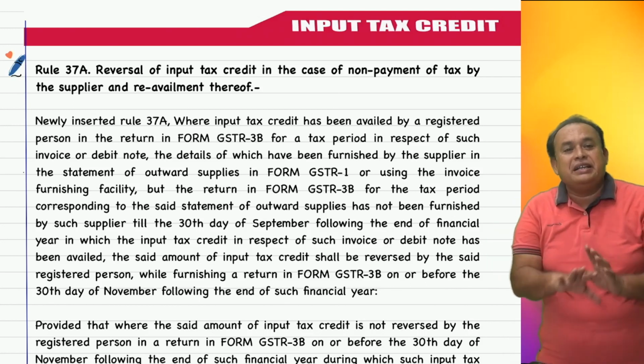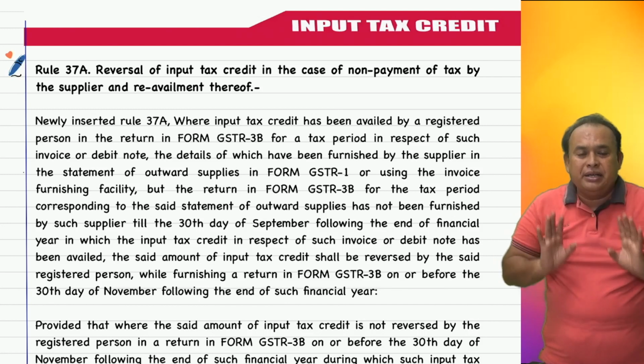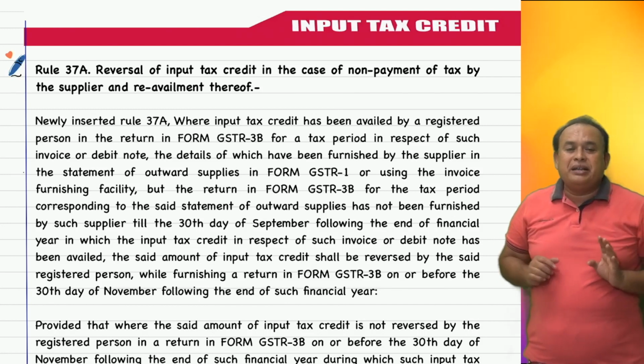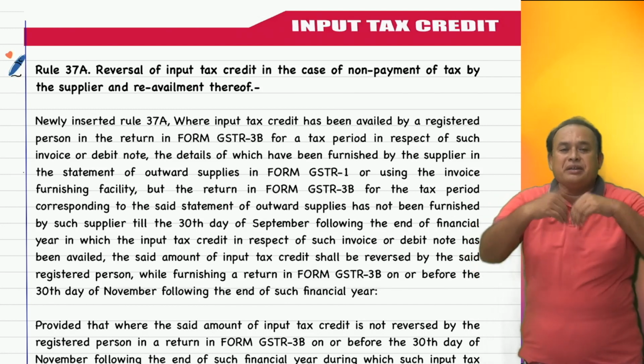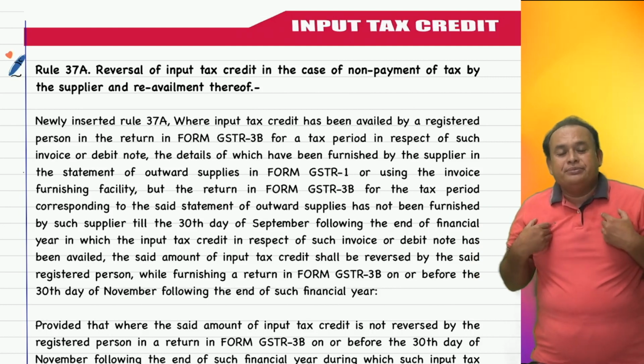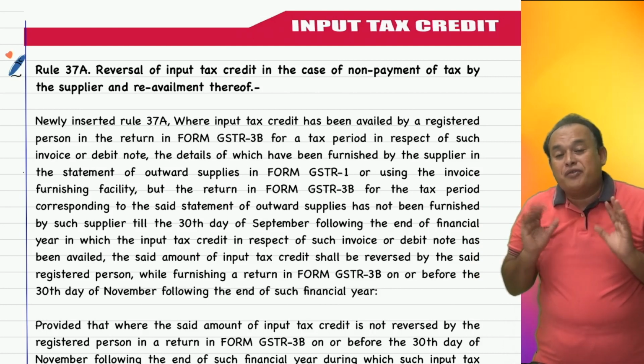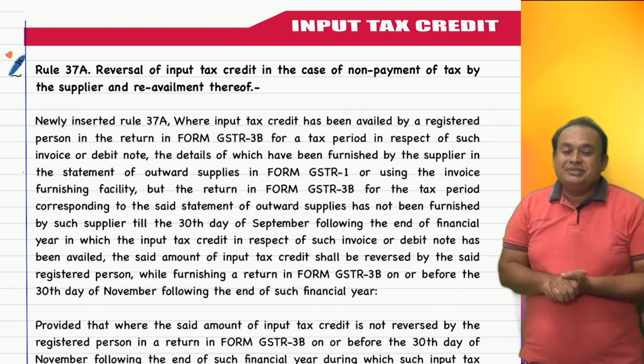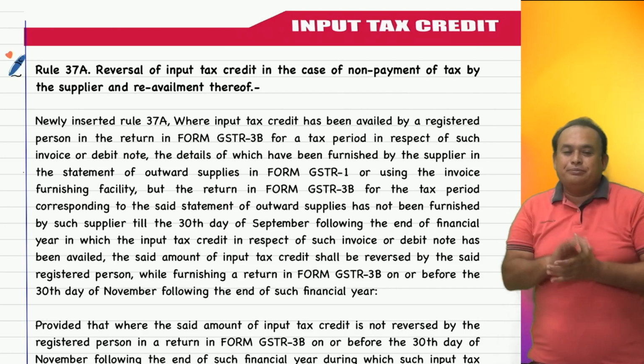If I reverse the credit in my books of accounts, take it as my liability, and submit the GSTR 3B return, taking it as a liability, that means I have reversed the credit. Then I am safe. I am not required to pay any interest because I reversed the credit in time.